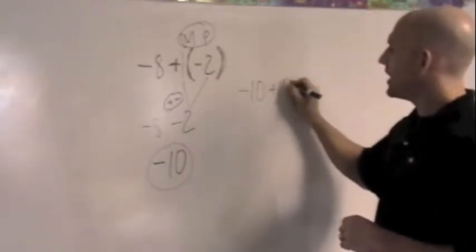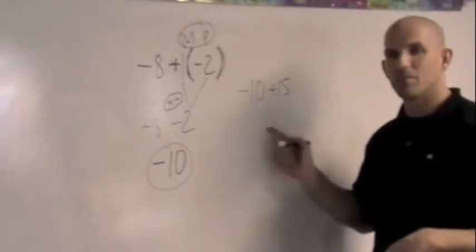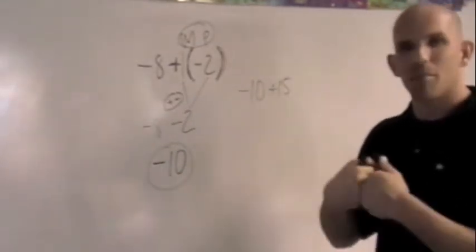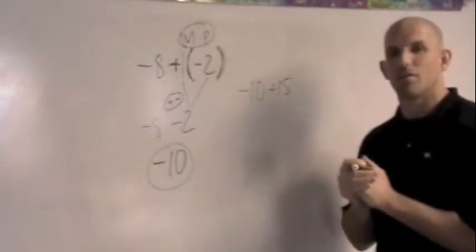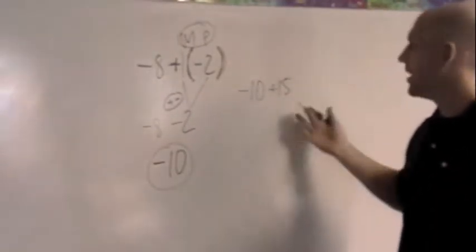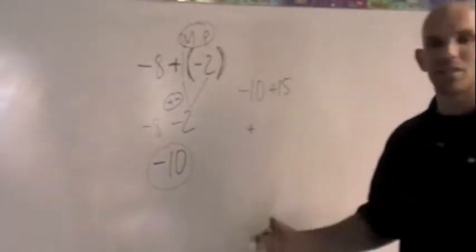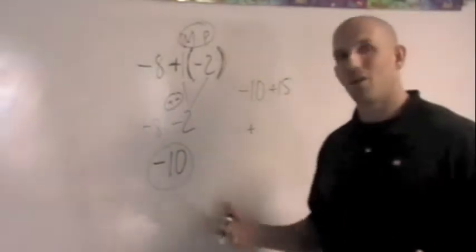-10 + 15. Very similar to the one we did earlier. Different teams. Different teams are going to do what? How are they going to combine? They're going to battle. They're going to compete against each other on the field. Okay? They want to have the most runs, the most goals, what have you. Well, clearly here, who won this game? The positives won. Okay? We just had to find out what they won by. What was their margin of victory?